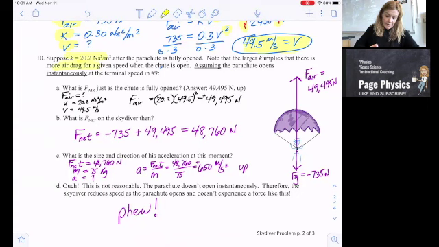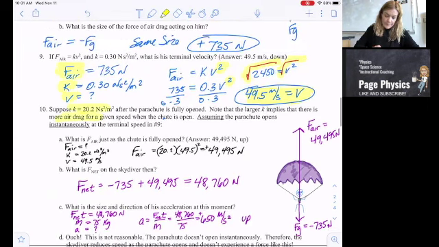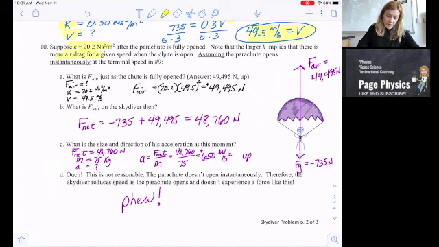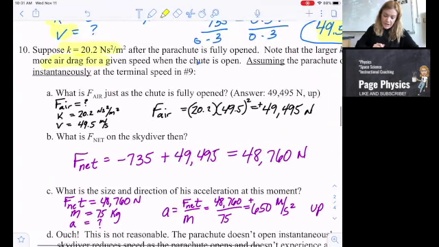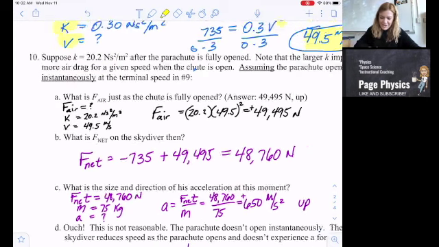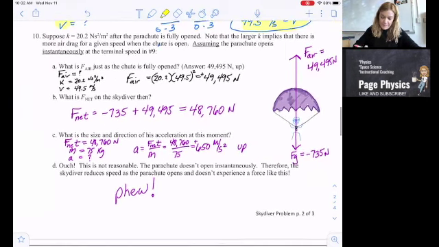And then we're going to go ahead and use the speed from number 9. So it says, what is the force due to air just as the chute is fully opened? So I'm going to go ahead and solve just like I did before. I've got my force of air, I've got my K value and my velocity. Went ahead and did the math, and I get this giant force of air now that the parachute is open.